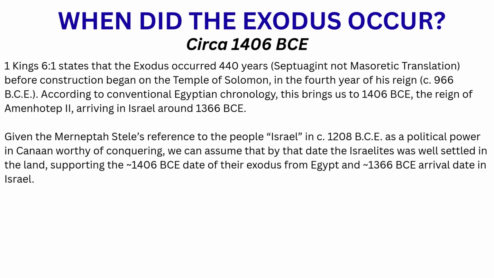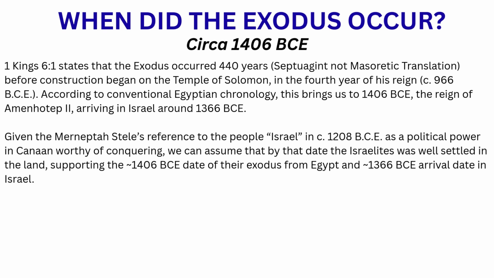Now, the Merneptah Stele's reference to the people of Israel was dated around 1208 BCE. Some sites reference 1213 BCE as the date, but close enough, around that time. The reference shows that Israel, the people, were politically powerful enough to be worthy of the Egyptians attempting to conquer them. So we can assume that by that date, the Israelites were well established in the land.